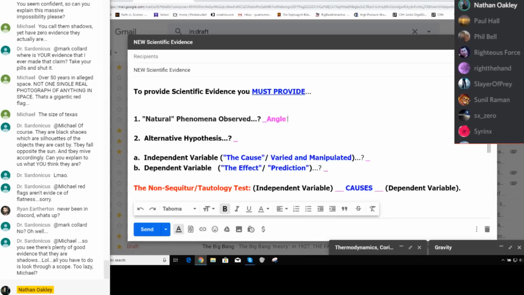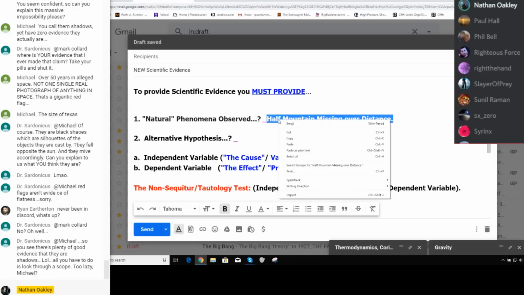What is your natural phenomenon observed? I'm going to write it down. Go ahead. Half mountain missing over distance. Half mountain missing due to distance. I'm trying to formulate it. What the hell? I like how you're laughing too, because you know it's hilarious. No, because you're calling me out on something silly. Yeah, half mountain missing due to distance.